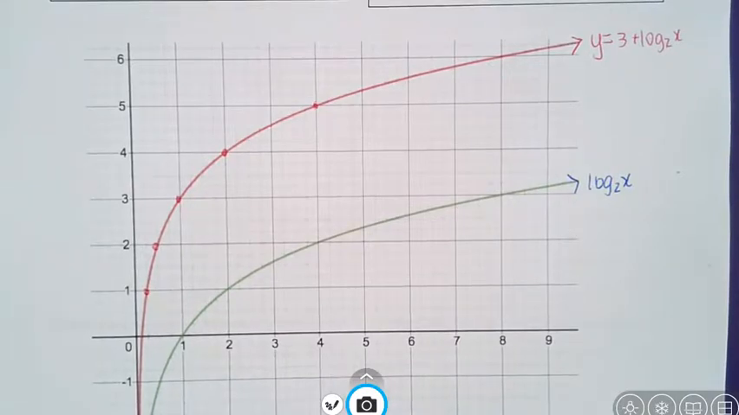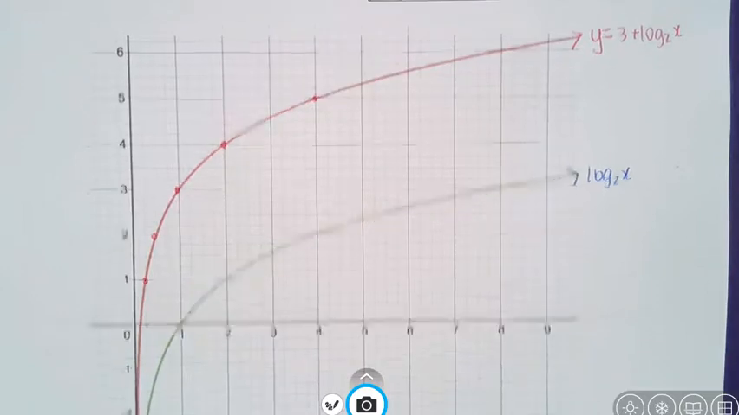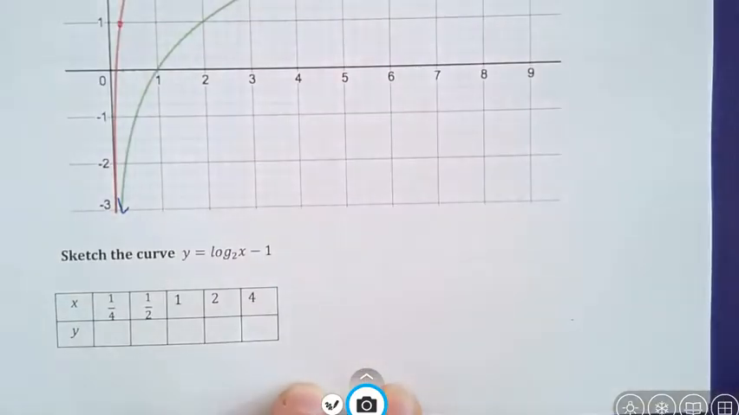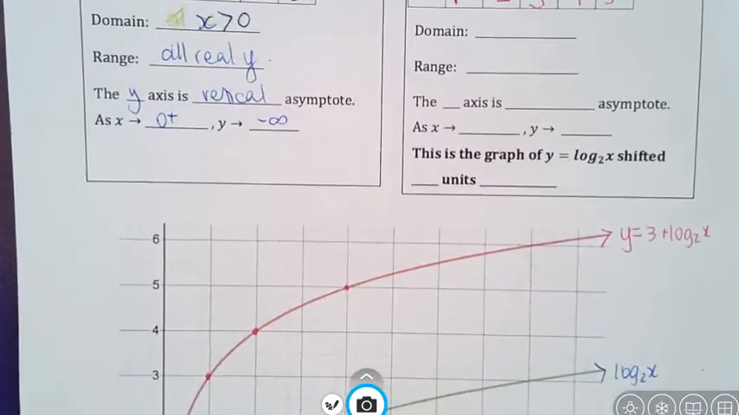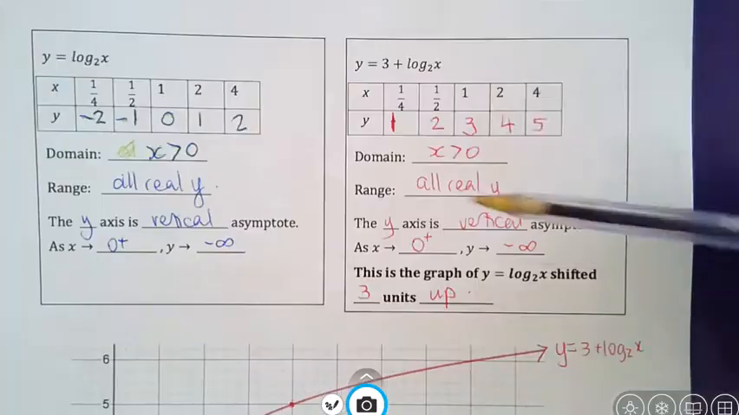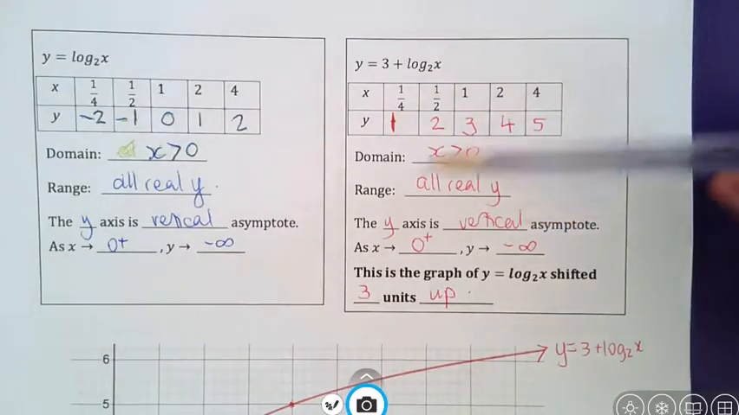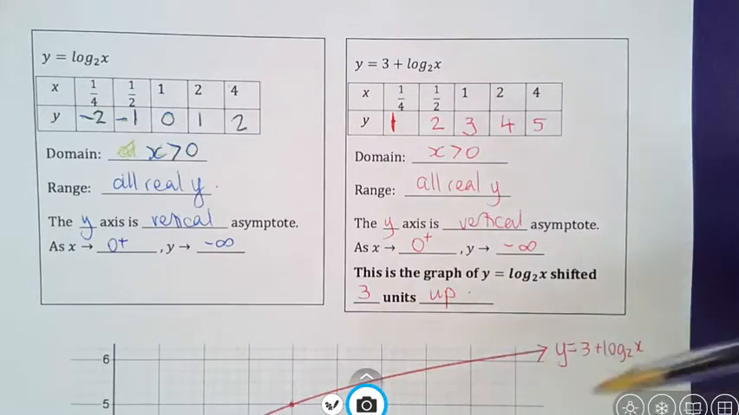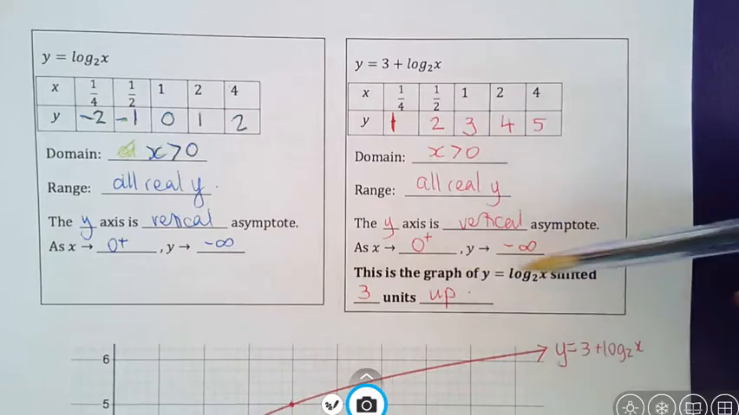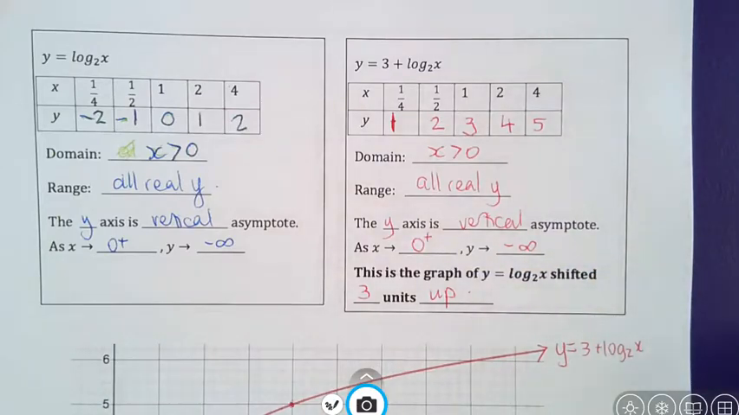Just put in your domain, range and how it's shifted. And can you also sketch y equals log to the base 2 of x minus 1 while you're there in another color, maybe blue? All right, let's go. So fill it in. The domain didn't change, neither did the range, vertical axis, because it's only shifted up and down. So there's going to be no shifts to the asymptote. And it's the graph of y equals log to the base 2 of x shifted 3 units up.